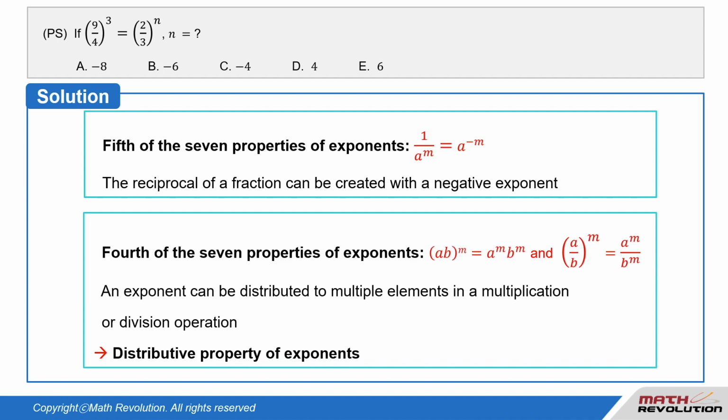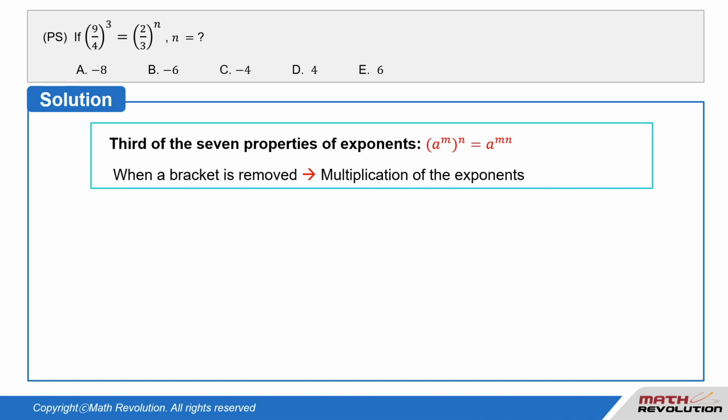An exponent can be distributed to multiple elements in a multiplication or division operation. This is called the distributive property of exponents. So, (a times b) to the power of m equals a to the power of m times b to the power of m, and (a over b) to the power of m equals a to the power of m over b to the power of m.